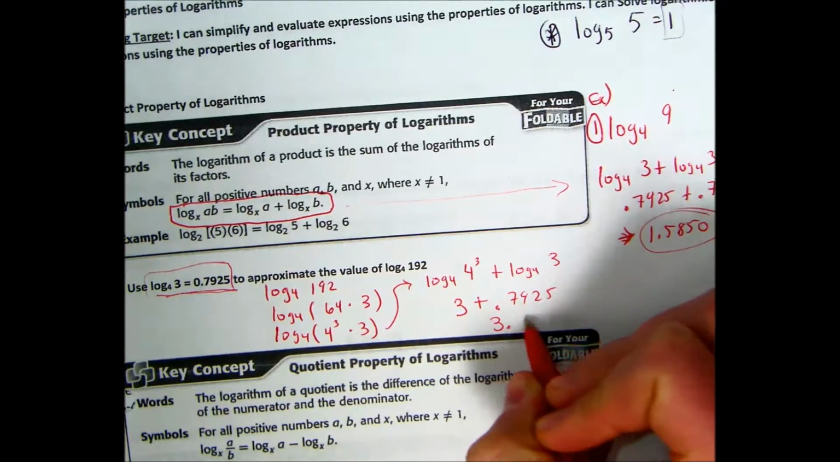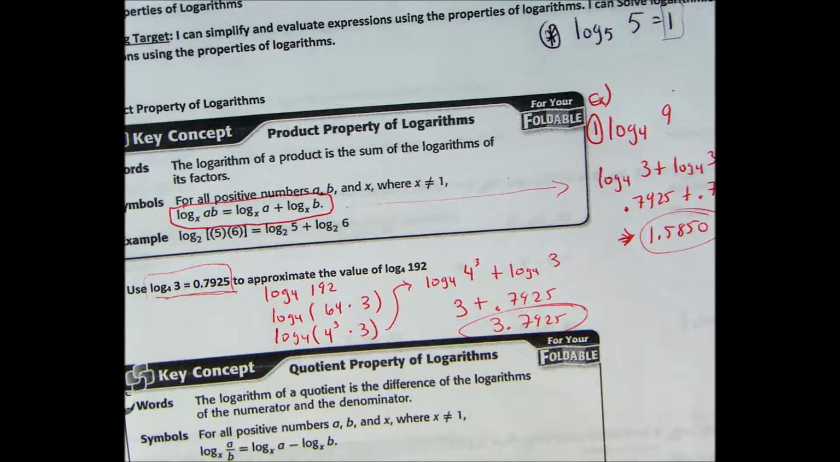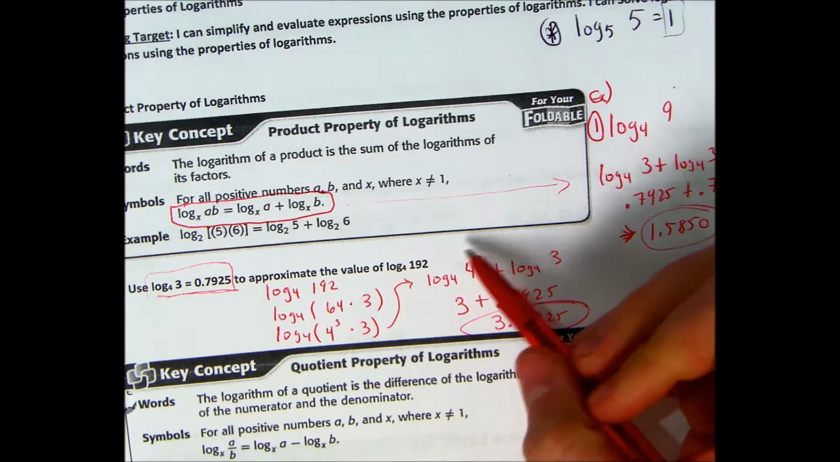So that's kind of the product property with that. Why was I able to do this? I'll show with the power property. And we'll go back to explaining again why this works.